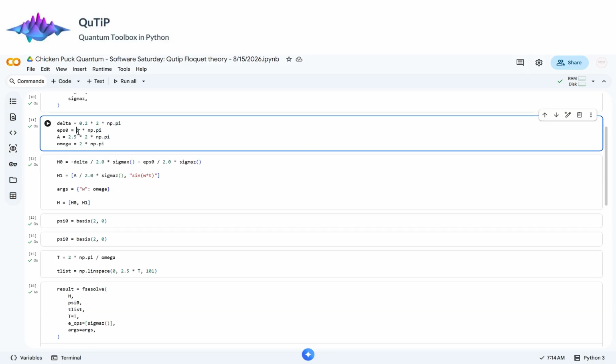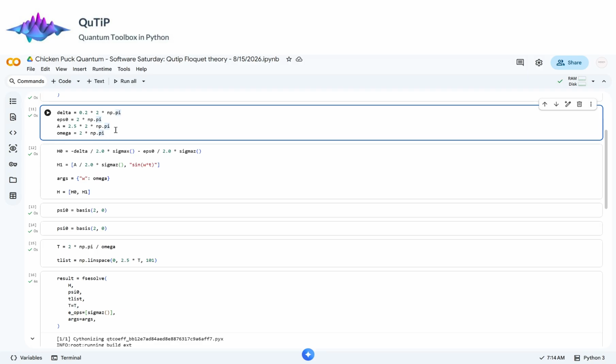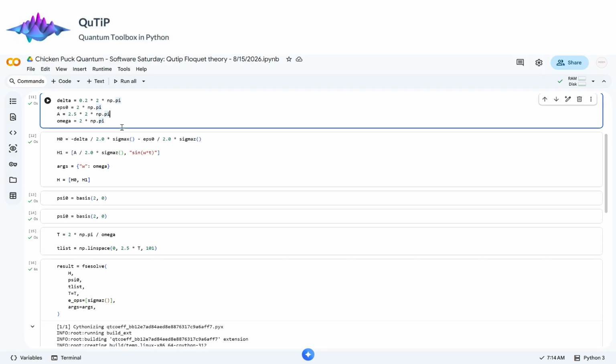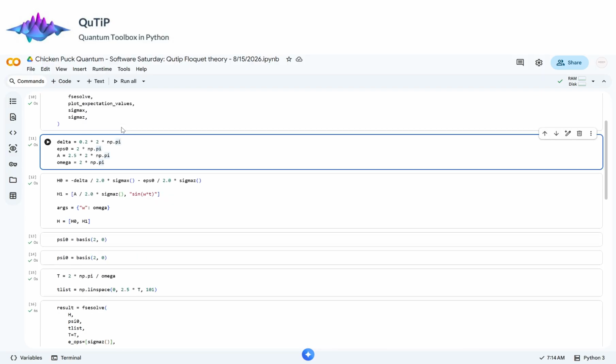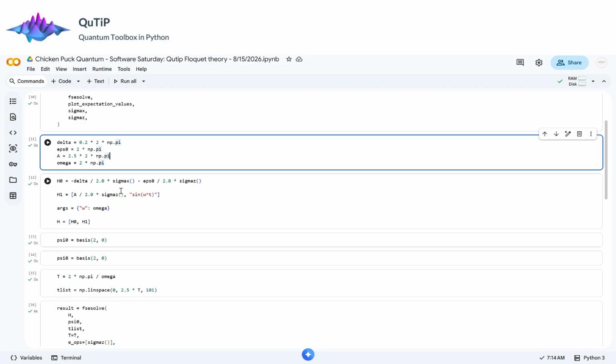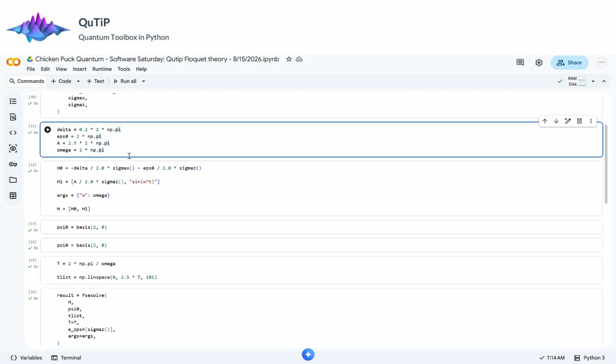And the epsilon 0 term will control the static z term, okay? And as we went over earlier, the A is the amplitude of the periodic drive, and omega is just the angular frequency of that drive. So these are the parameter choices used in the QuTiP Floquet solver example. I will leave that documentation below.